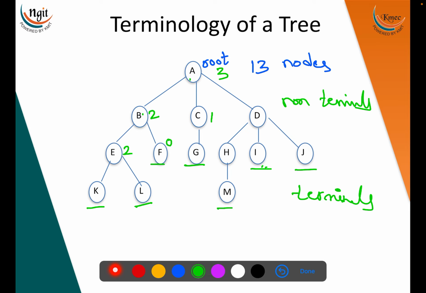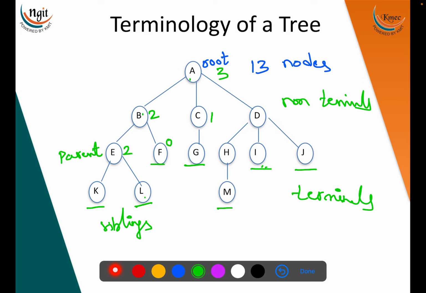Right? Now, the roots of the subtrees of a node X are the children of X. Now, look at K. K doesn't have any children, but E has children, right? E's children are K and L. Now, the parent node of K is E. The parent node of L is E. When the parent is the same for two different nodes, then these two nodes are called siblings. So K, L are siblings.